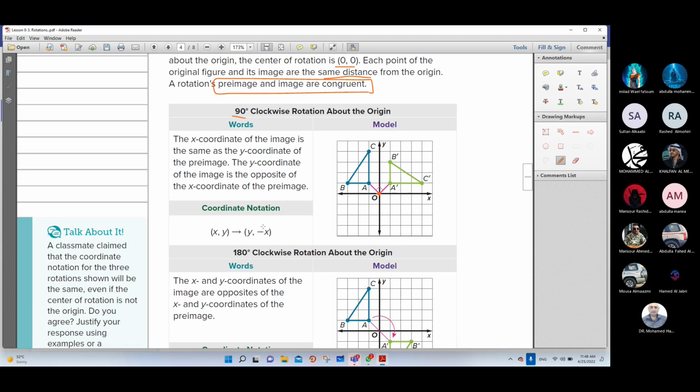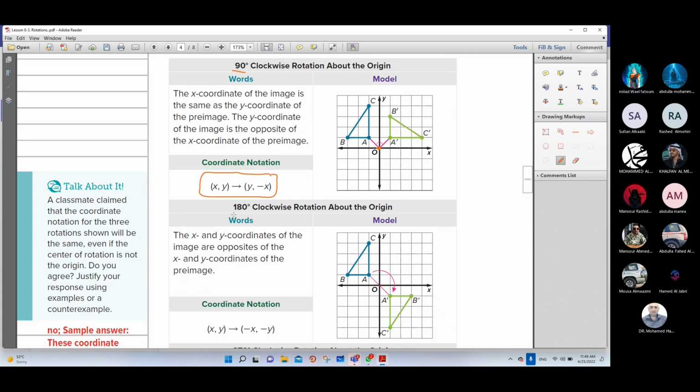So to find the rotation of any point, if you have the angle 90 degrees, the direction clockwise, and the center, the origin, you can use this rule. (x, y) will be what? Take the y, put it in the x place, and take the opposite of x, put it where? In the y place.